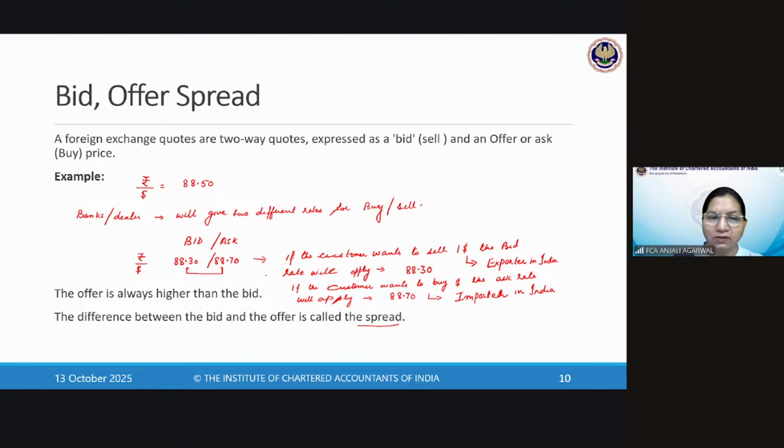So you're going to buy dollars for 88.70. Right? So the price at which you will sell dollars is 88.30. The price at which you will buy dollars is 88.70 if you are a merchant. Ask is always more than the bid. Bid and ask are the rates which the dealer has quoted to the merchant. And the difference between the bid and ask is called the spread.